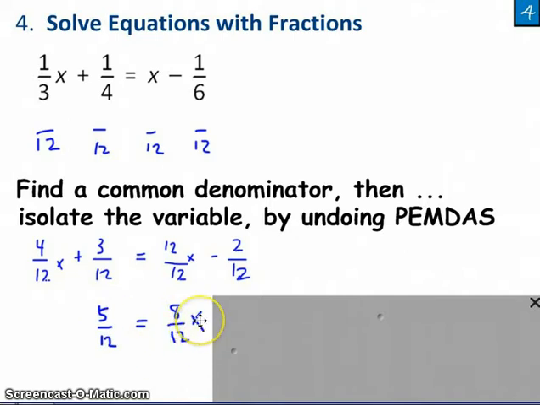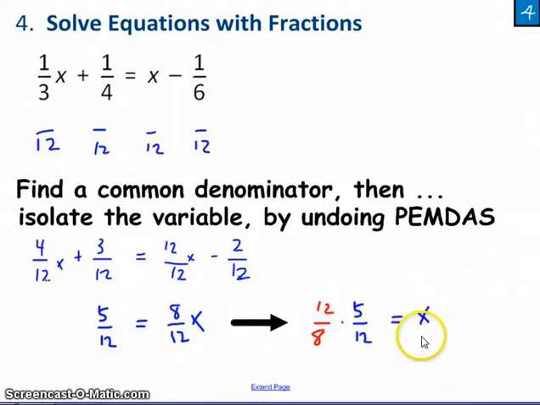How do I solve for x now? Well, I could divide by 8/12, but an easier way is to multiply by the reciprocal. So I'm going to multiply by 12 over 8. So now I'm doing 12 over 8 times 5 over 12 equals, and the only thing that's left on the right side now is x. So what do I do next? Well, let's just use another color for the heck of it. Cancel those 12s, and I'm left with 5 over 8. And that's my answer. X equals 5/8.